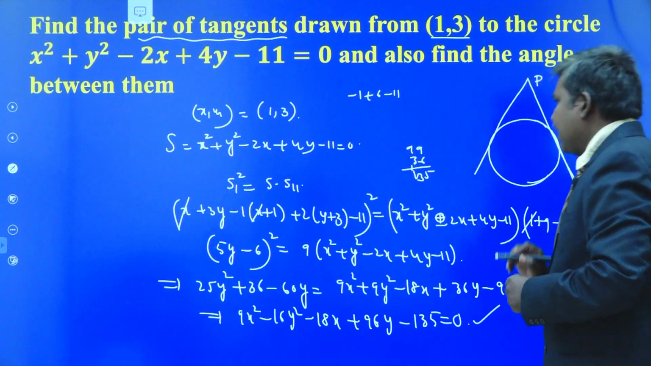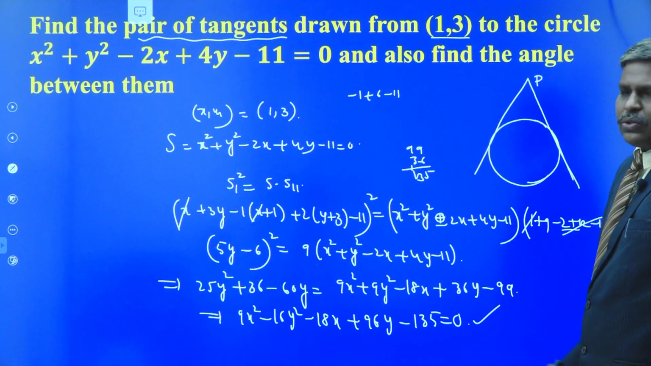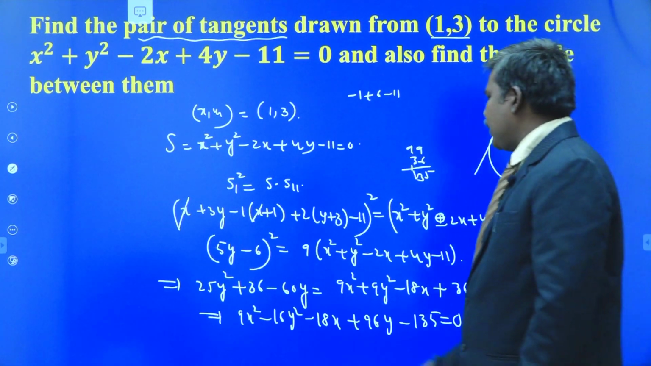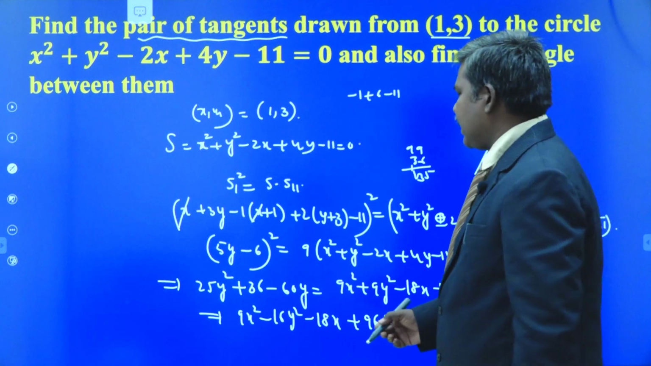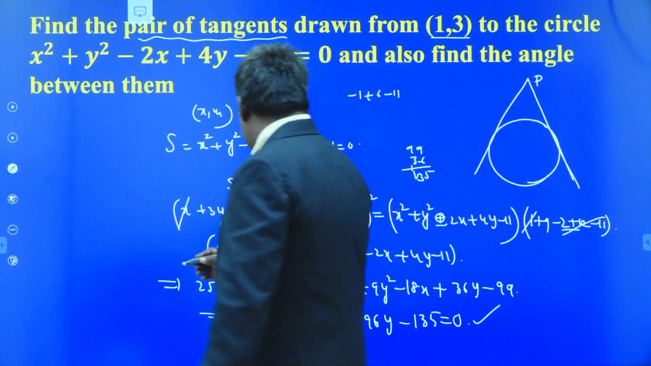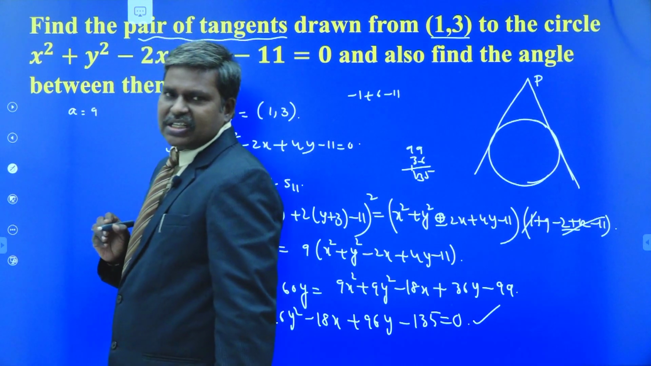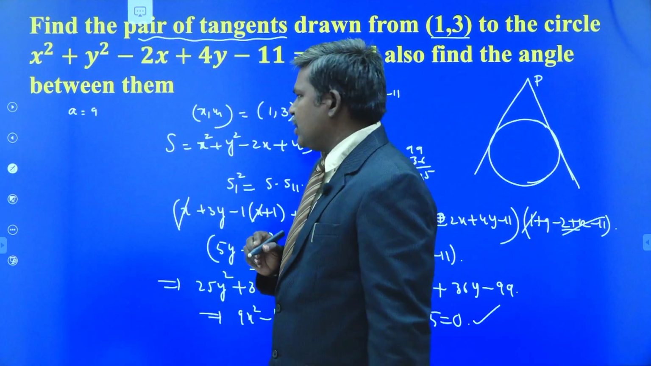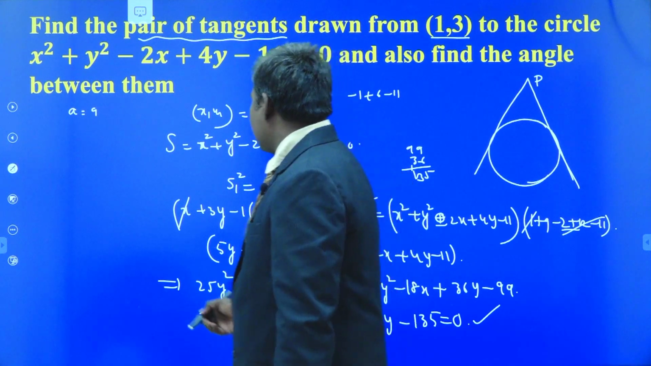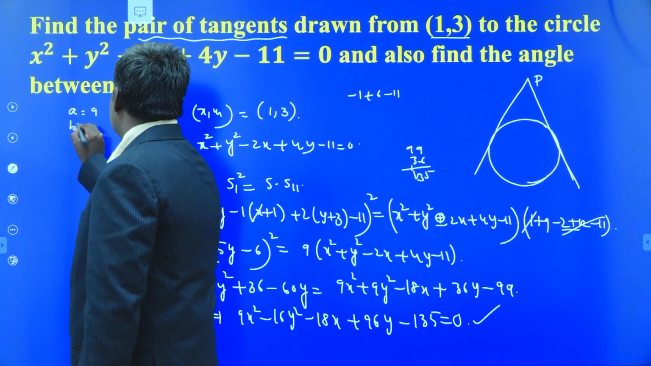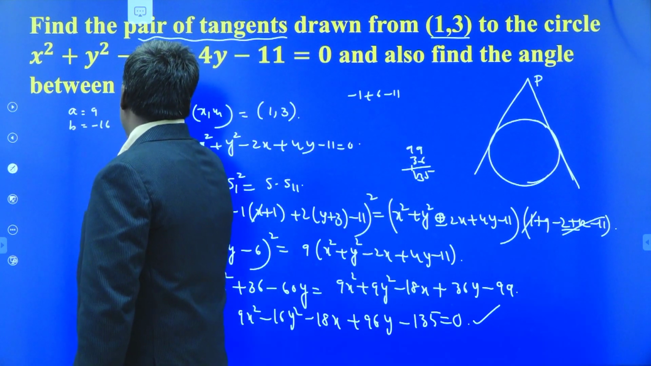What is the formula? S1 square is equal to S into S11. Again you have to find out the angle between these two tangents. What is the a value here? a is equal to 9. You compare with ax square plus 2hxy plus by square plus 2gx plus 2fy plus c equal to 0. a equals 9, b is equal to minus 16 and h is 0 here.